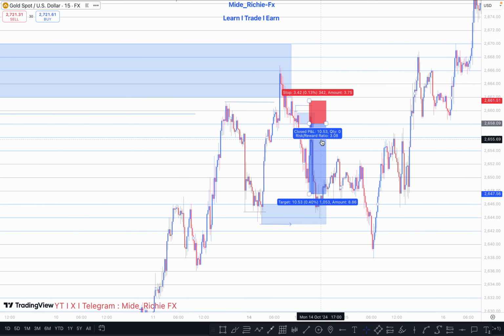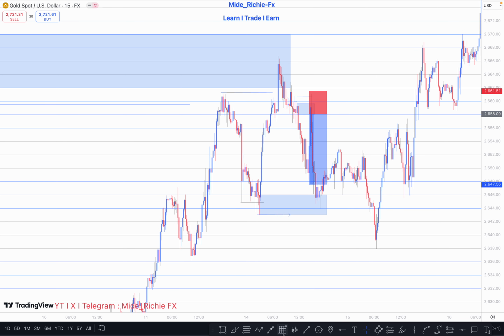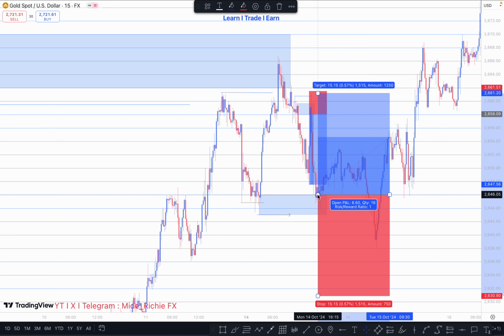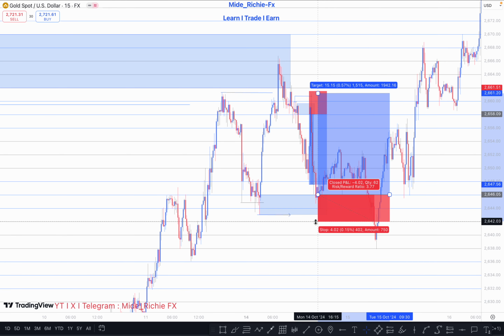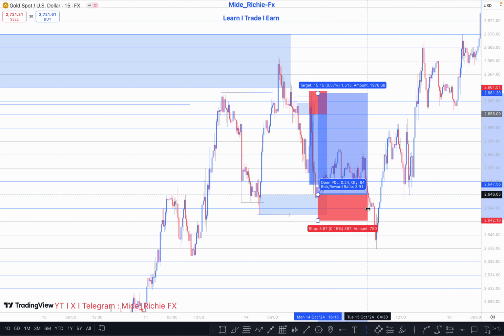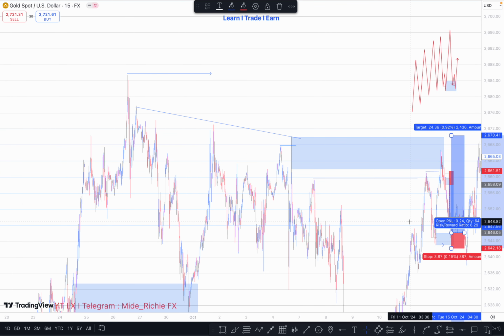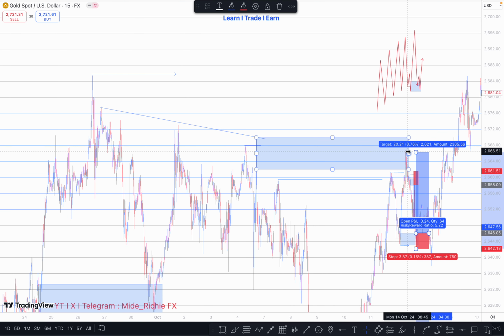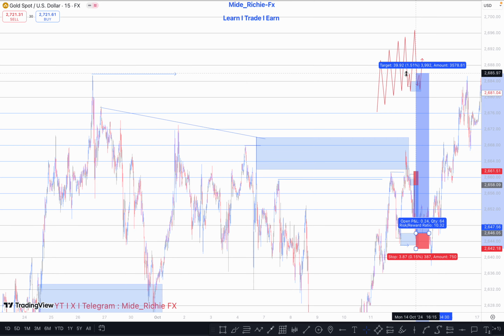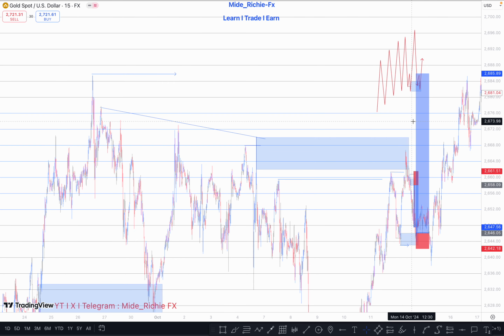After I got into a sell right here and the mitigation of the supply zone happened, I got into a buy almost immediately. I think I broke this down for my students when we were doing the weekly outlooks. I got into this buy directly, targeting this as my first TP and this high right here as my second TP, or final target.